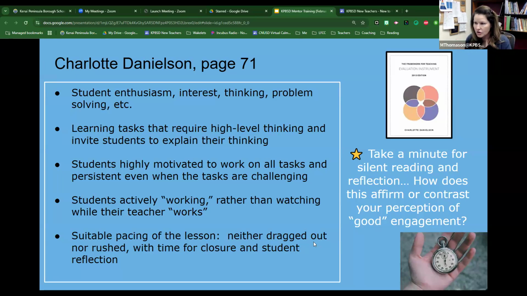So here is what Charlotte Danielson on page 71 says about engagement. I'm going to give you a minute to just read through this and silently reflect. How does this affirm or contrast your perception of what good engagement is? So I'm just going to give you a minute to read through page 71 in the Charlotte Danielson White Book.